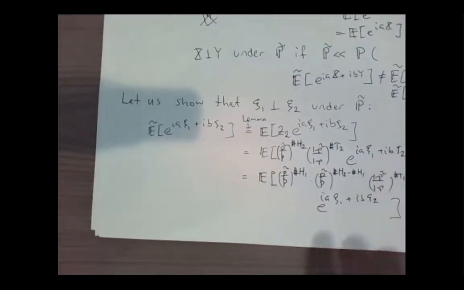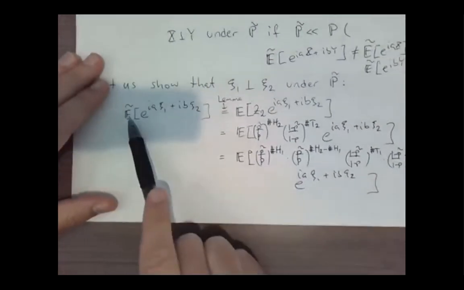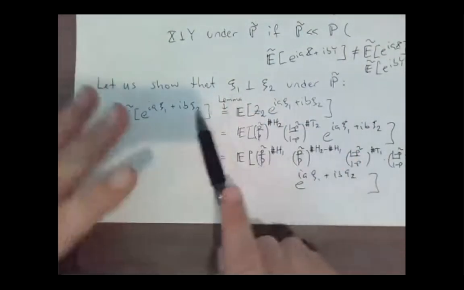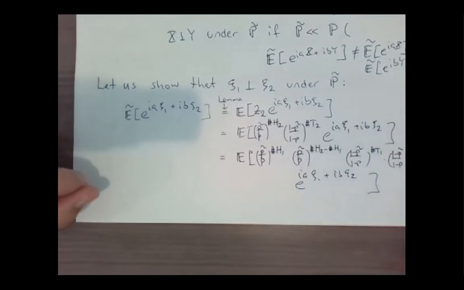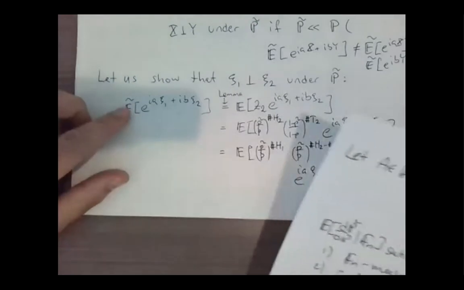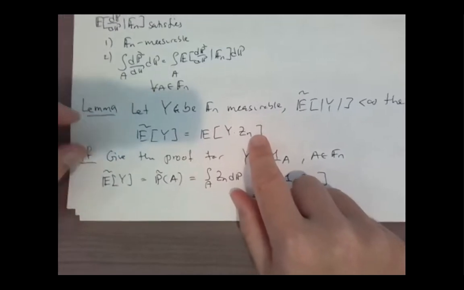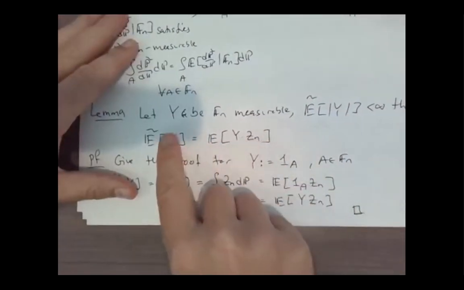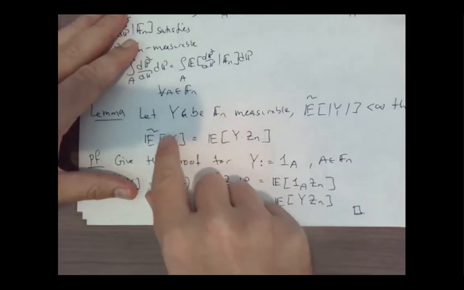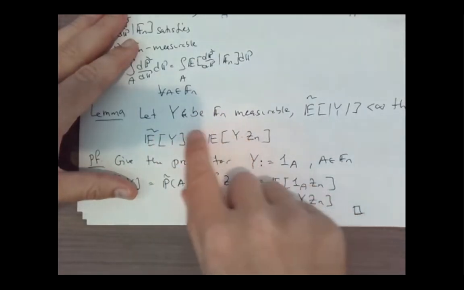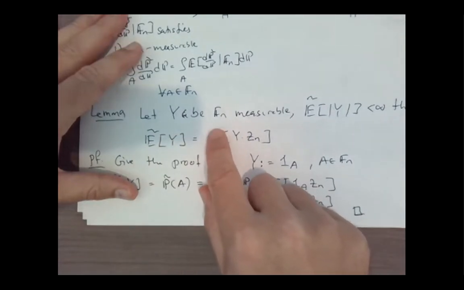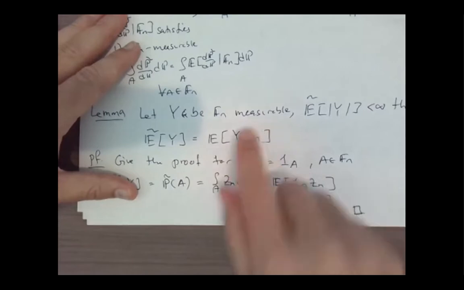Are there any questions on the calculations that we did here? What we're showing is that the joint characteristic function under this P tilde measure factors, which will give us independence. The thing that we use is we relate expectations under the tilde measure with expectations under the P measure. If I have a random variable that is Fn measurable, you can calculate its expectation simply by computing an expectation under the P measure, but you have to multiply by a Radon-Nikodym derivative.